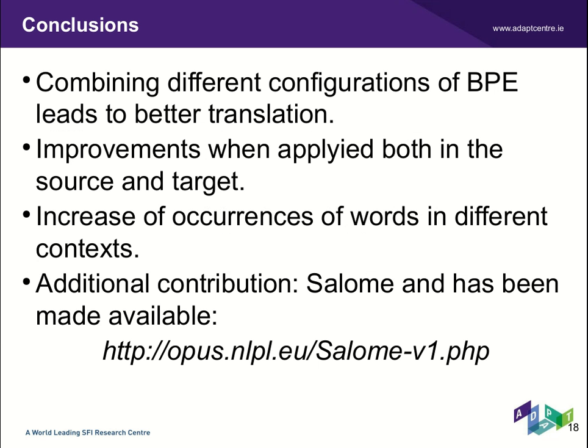So as a conclusion, we see that combining the datasets with different configurations of BPE leads to better translation. The improvements are seen when we apply it not only on the target side, but also on the source side, so both source and target. And what is happening is that the words, especially the most infrequent ones, are seen more often and in different contexts, surrounded by different tokens, and therefore the NMT model can model those words better. And as an additional contribution, the test set Salome, which has been aligned by us, has been made available, and you can find it at the following link.